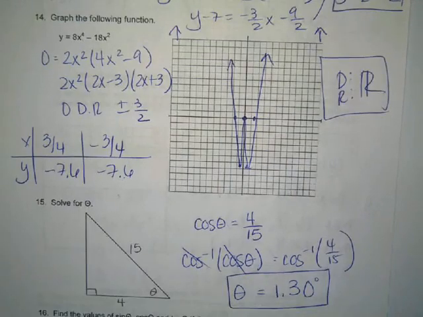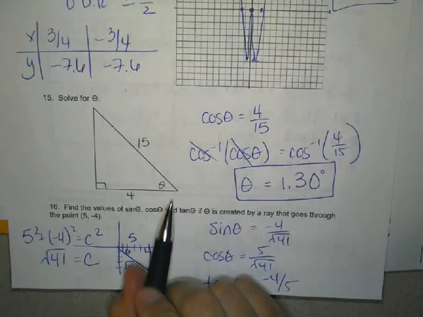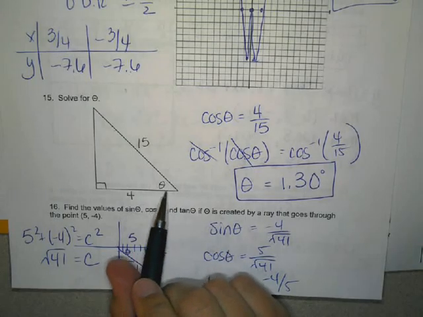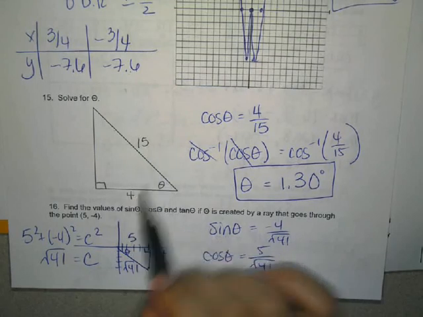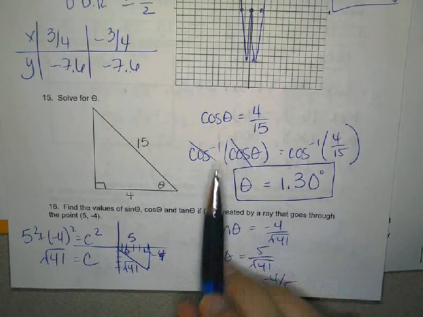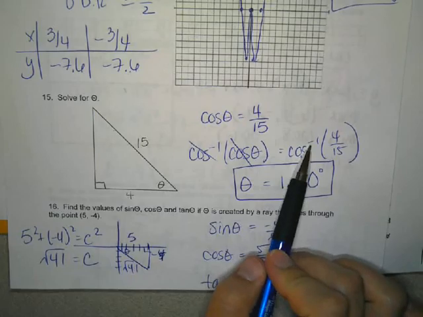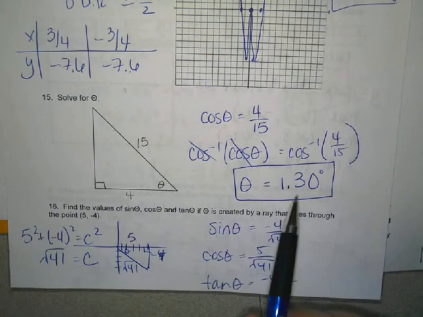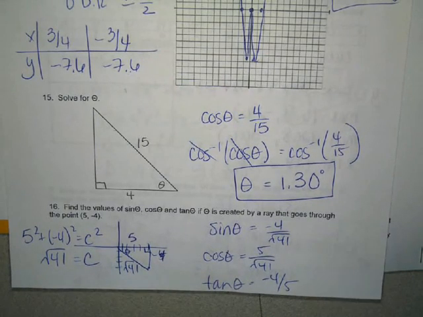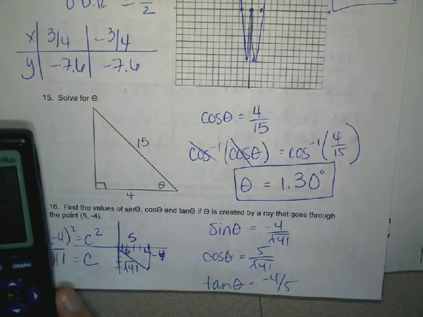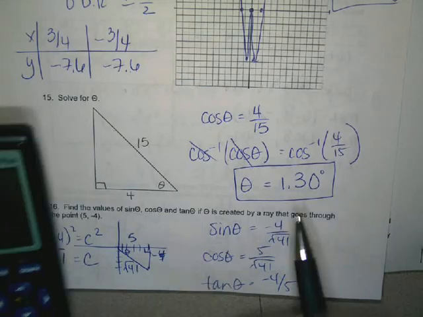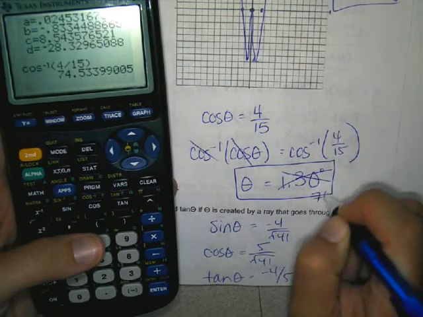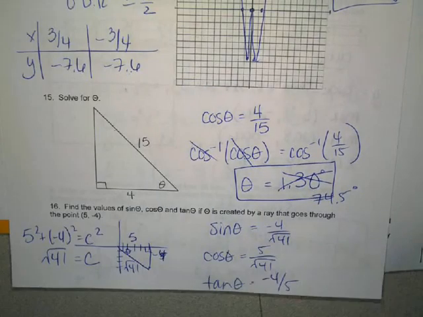For 15, you had to solve for theta, so you had to use the trig function, sine, cosine, or tangent, that relates the angle, the adjacent side, and the hypotenuse. That is cosine. To get rid of the theta, we have to find the inverse cosine of both sides, and then I punch that in the calculator to get 1.3. Oops, that's wrong, because I just realized my mode is wrong. Sorry. That should be 74.5 degrees. Okay, and the last one, 16.